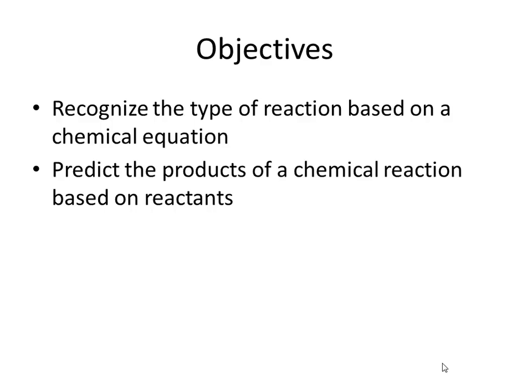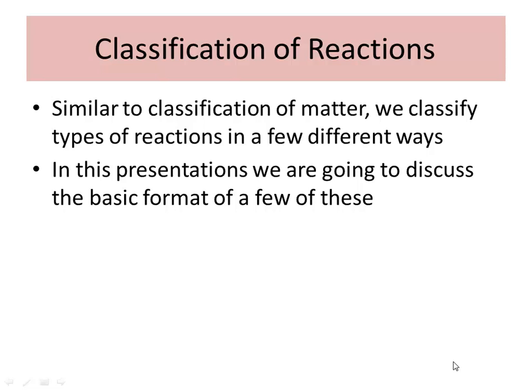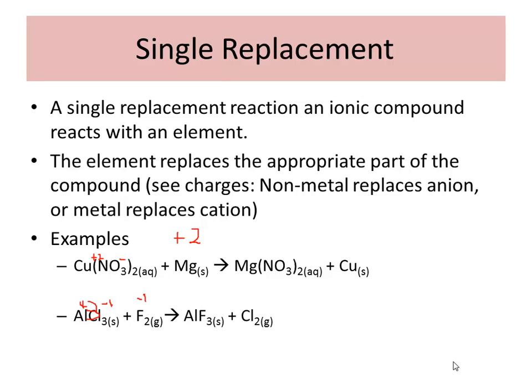We already took these down, so don't take them down again. We started this last class. This is the second part of it. I just wanted to break it down into 2 different things. But we should be able to recognize the type of reaction based on an equation, and we should be able to predict the products of reaction based on the reactants. So last class we talked about composition and decomposition reactions. We already took this down, so don't take this down again. But we're going to talk about the rest of the types of reactions.